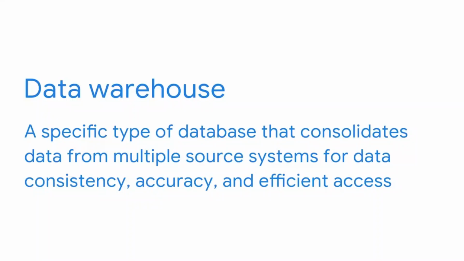Throughout these courses, we've learned about database systems that make use of data warehouses for their storage needs. As a refresher, a data warehouse is a specific type of database that consolidates data from multiple source systems for data consistency, accuracy, and efficient access. Basically, a data warehouse is a huge collection of data from all of a company's systems. Data warehouses were really common when companies used a single machine to store and compute their relational databases. However, with the rise of cloud technologies and explosion of data volume, new patterns for data storage and computation emerged.